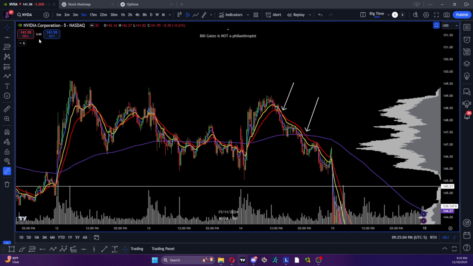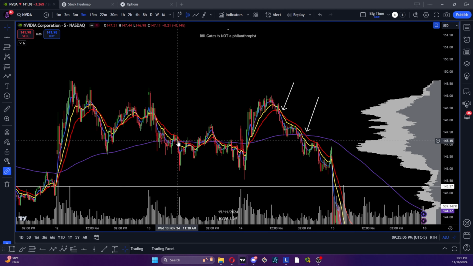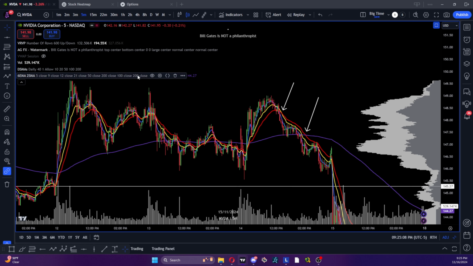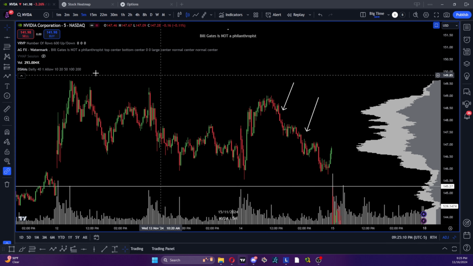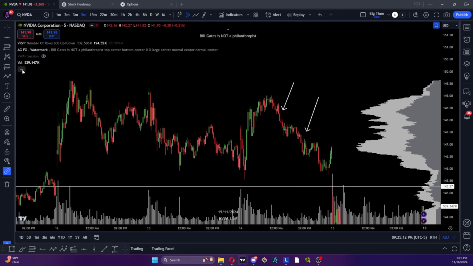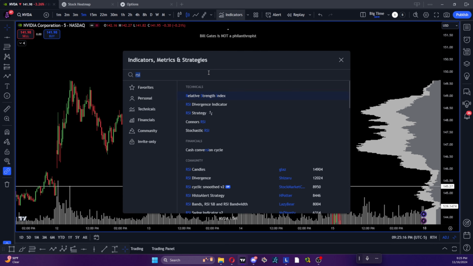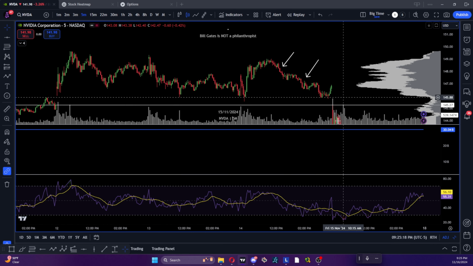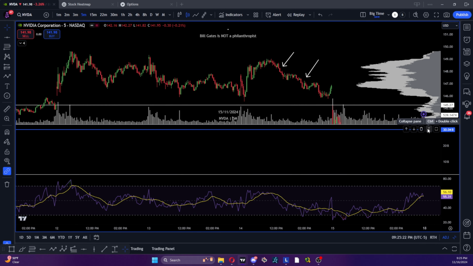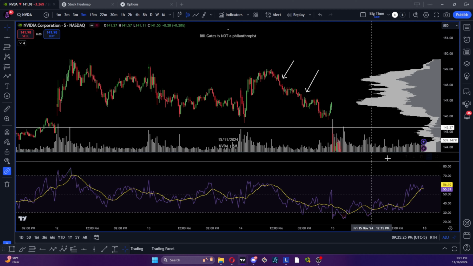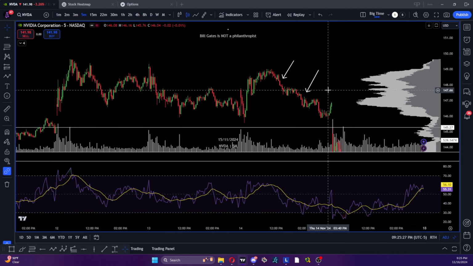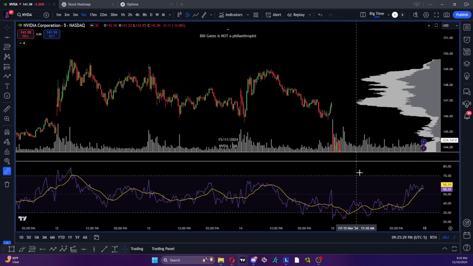And the next thing that I use is RSI. Let me just remove these. I use standard RSI, just your relative strength. Basically I use RSI for what it is, which is a momentum oscillator. So it gives me areas of overbought and oversold.